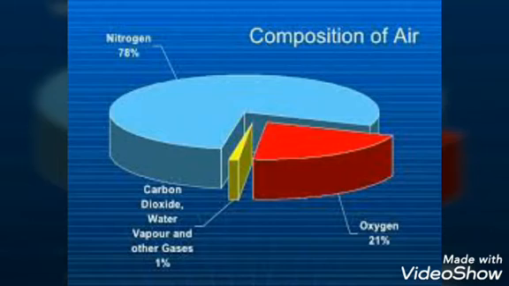Second important gas is oxygen. It is the second most abundant gas in air. Humans and animals take it from air as they breathe in. On one hand, we are using oxygen, and on the other hand, green plants produce oxygen during photosynthesis.